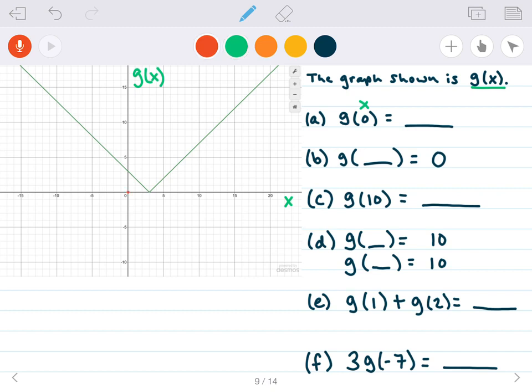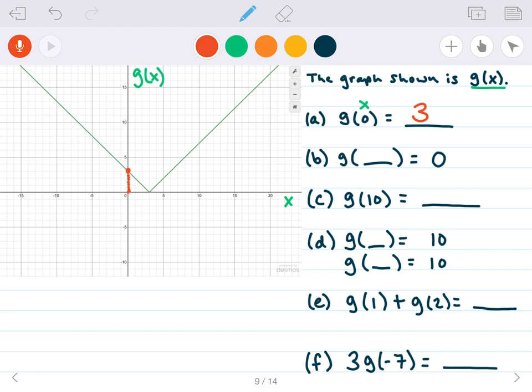Well, x value of 0 is right here. I'm not moving in the left or right direction, but I can move up, and that's going to be right here. Okay, and what y value is that? 1, 2, 3 is going to be that y value. So g of 0 is equal to 3.